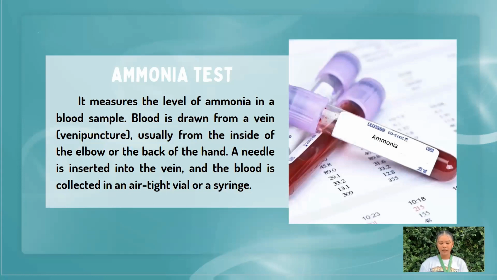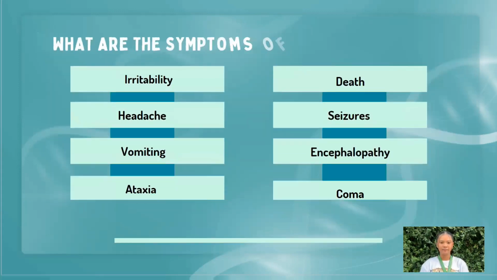Ammonia is also known as NH3. It is a waste product made by your body during the digestion of protein. Normally, ammonia is processed in the liver, where it changes into another waste product called urea. Urea is passed through the body in the urine.